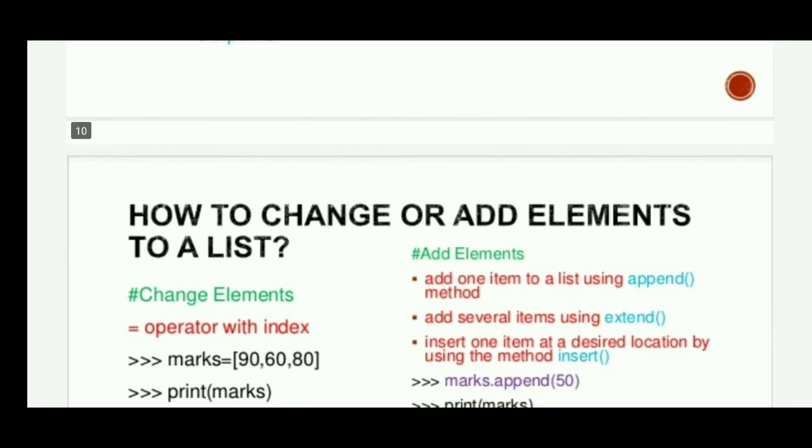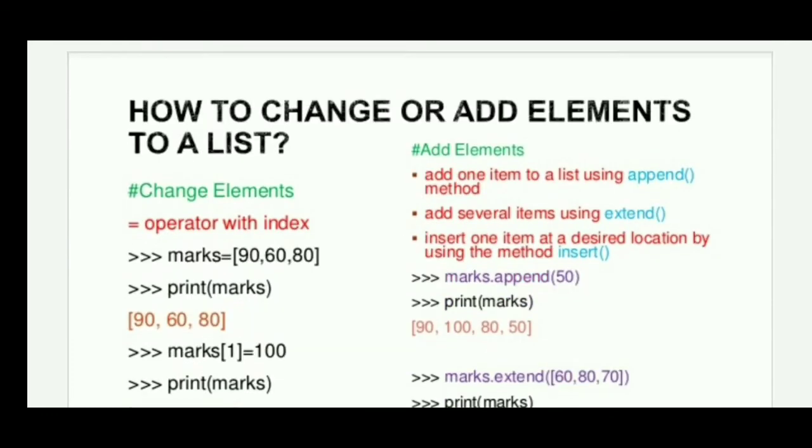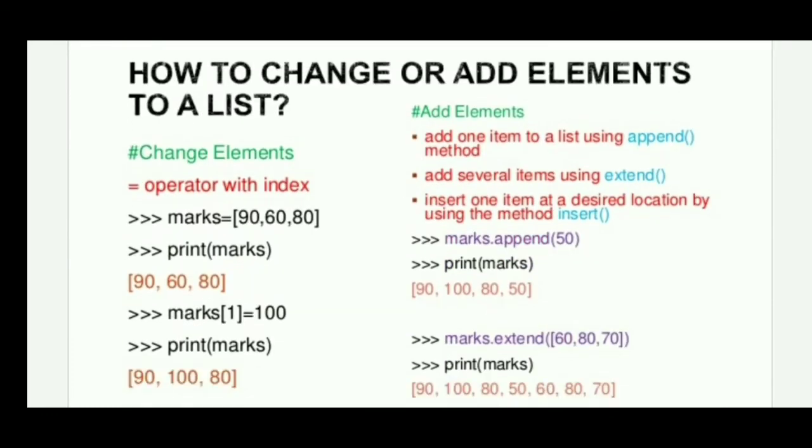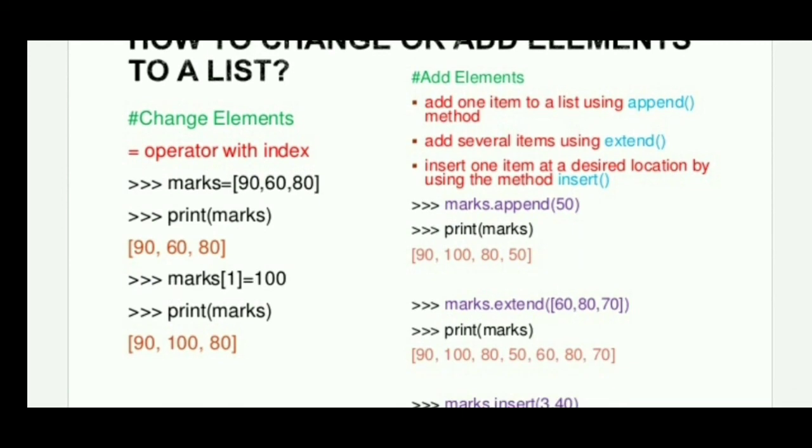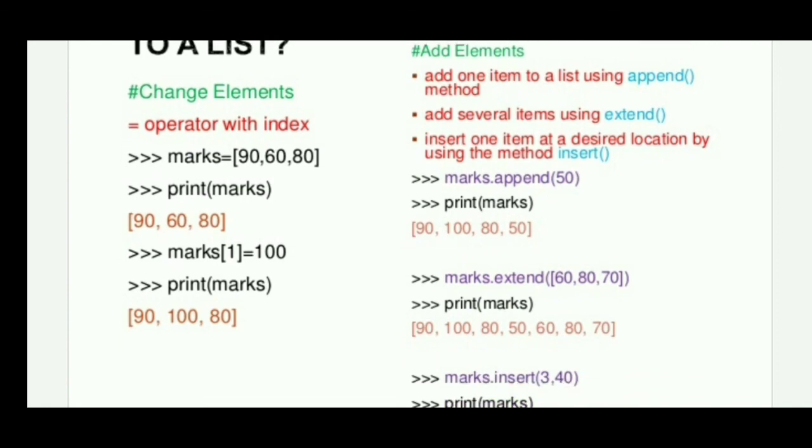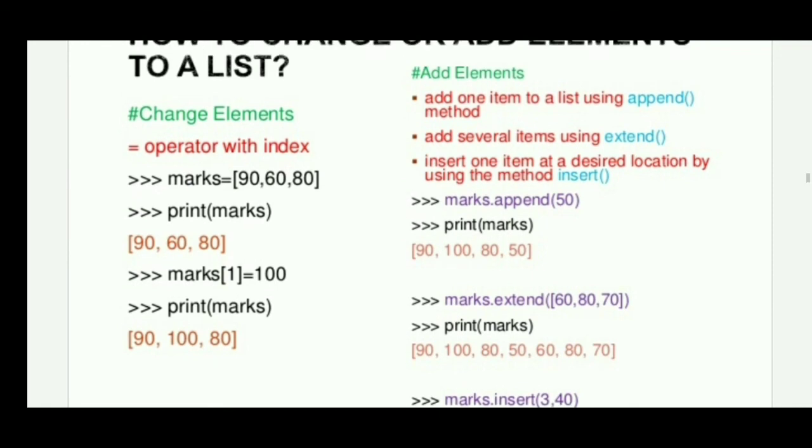Next one, how to change or add elements to a list. Change element: marks is equal to 90, 60, 80, print marks. Suppose I want to change 60 to 100, which is at index number 1. I can write marks 1 is equal to 100, and when I print it, it will print 90, 100 and 80. So that is about changing elements.